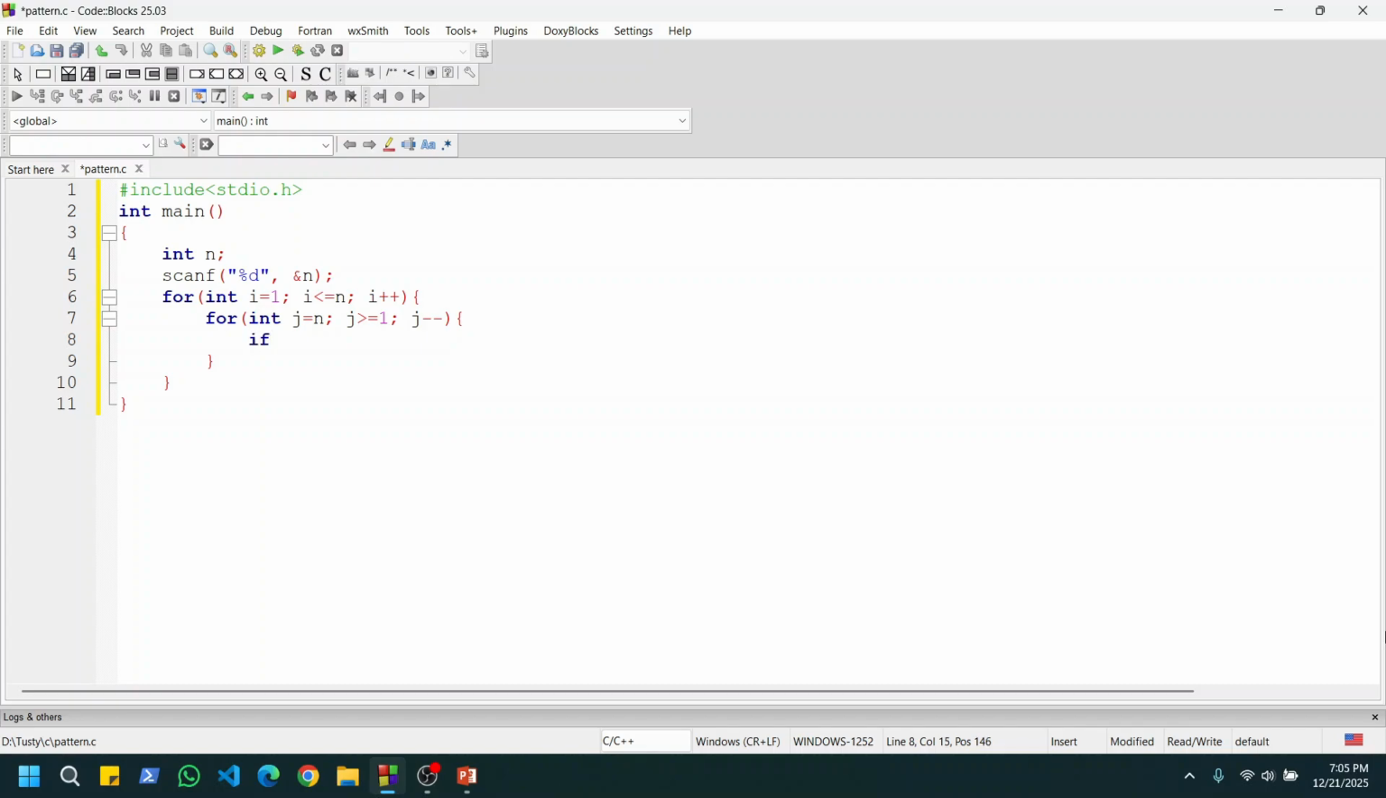If the row number is less than the column number, we print a space. Otherwise, we print a star followed by a space. That's how the shape of the pattern is created.